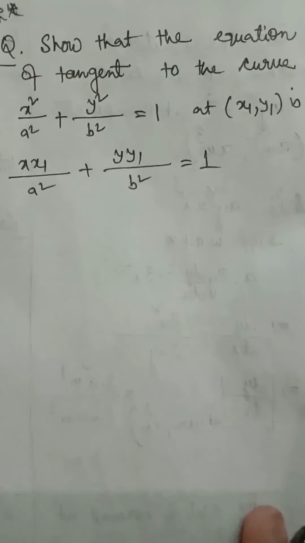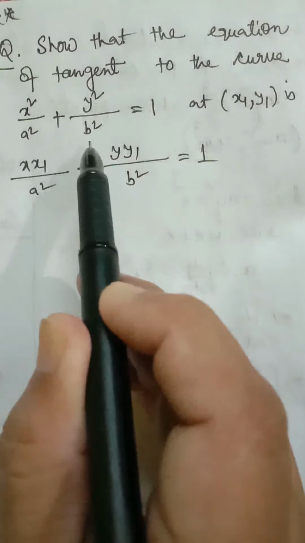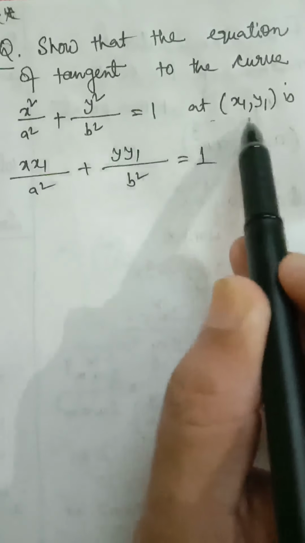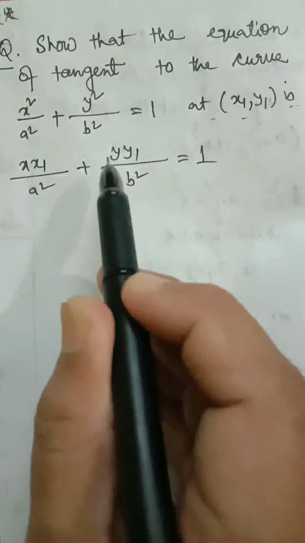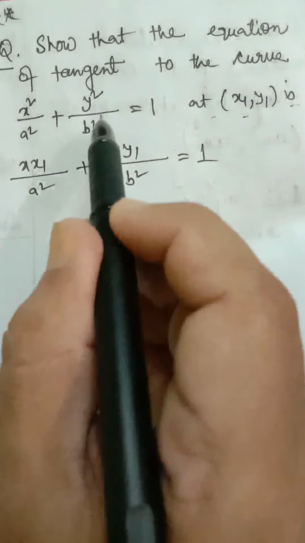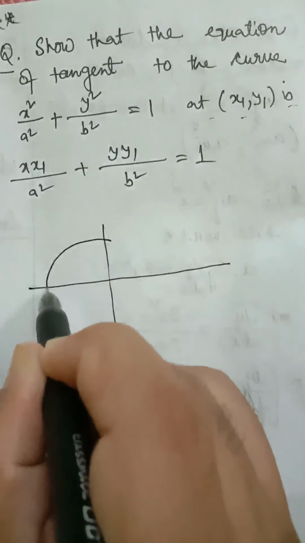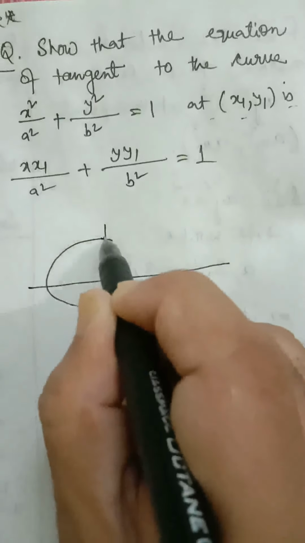Next question is, show that the equation of tangent to the curve x square by a square plus y square by b square equal to 1 at (x1, y1) is x1 x by a square plus y y1 by b square equal to 1. Here the given curve is an ellipse. So first let us draw a rough sketch of the given ellipse.